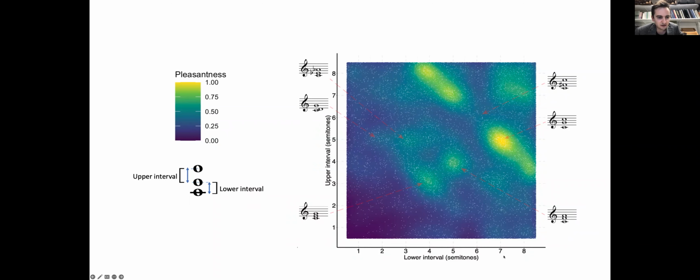That means the lower interval is 7 semitones, which is a perfect 5th. The upper interval is 5 semitones, which is a perfect 4th. And that's basically a chord with no third, so it's a power chord, basically. And something we see quite saliently in these kinds of plots is an octave diagonal. And this corresponds to chords where the top tone is an octave above the bottom tone.